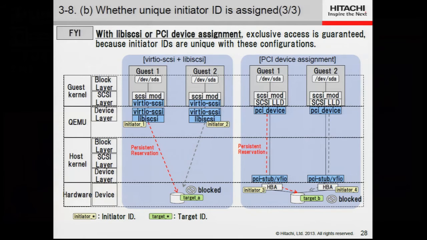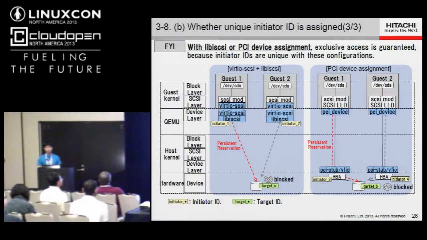For your information, with libiscsi or PCI device assignment, exclusive access is guaranteed because initiator IDs are unique with these configurations. Let me explain with these figures. The left-hand side figure shows virtual SCSI with libiscsi, and the right-hand side slide shows PCI device assignment. With libiscsi, we can assign a different initiator ID by using the libiscsi initiator. Therefore, persistent reservation is issued from a different initiator ID.